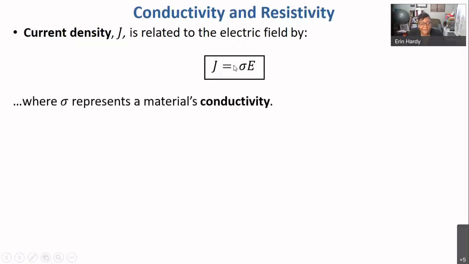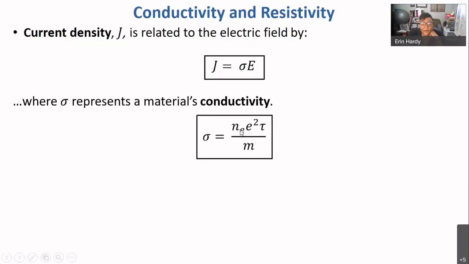So the units of sigma, the conductivity, have to be something that kind of squares that circle, that gets me from something involving volts per meter times some constant quantity into amps per square meter.